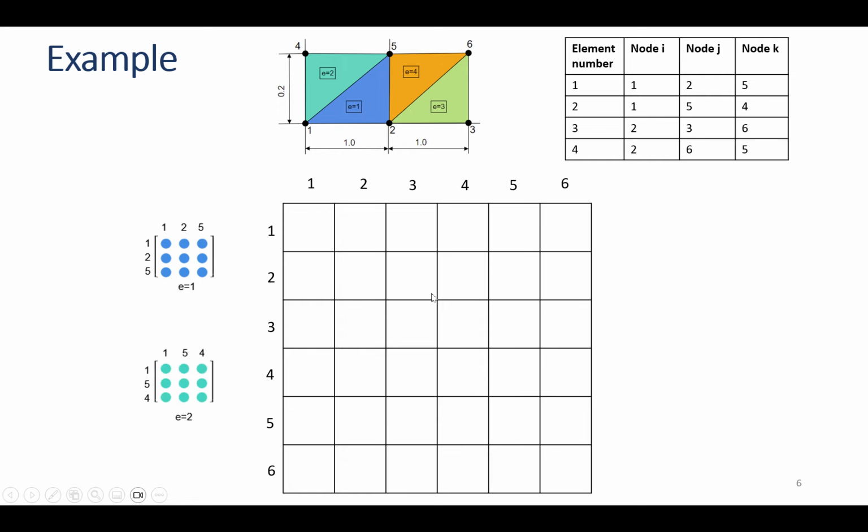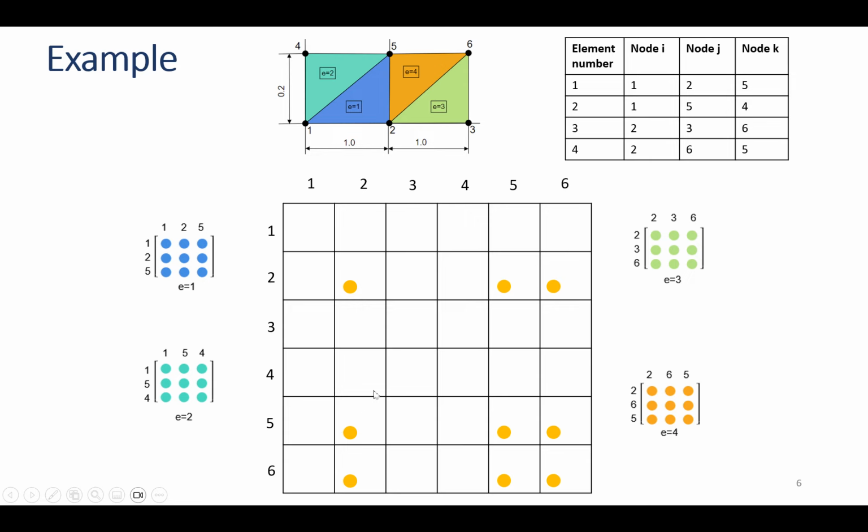Okay. And for element 2, similarly, once we calculate the element stiffness matrix, the values go into rows 1, 5, 4 and columns 1, 5, 4, like this. And similarly for element 3, rows 2, 3, 6, columns 2, 3, 6. And for element 4, rows 2, 6, 5, columns 2, 6, 5.